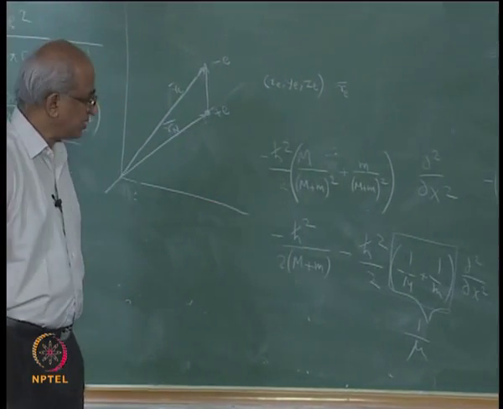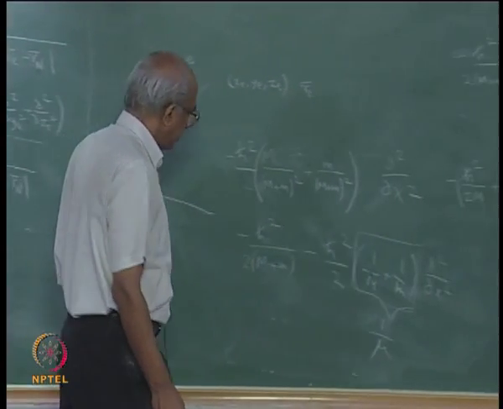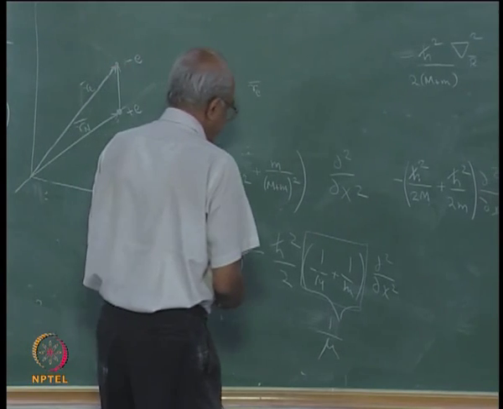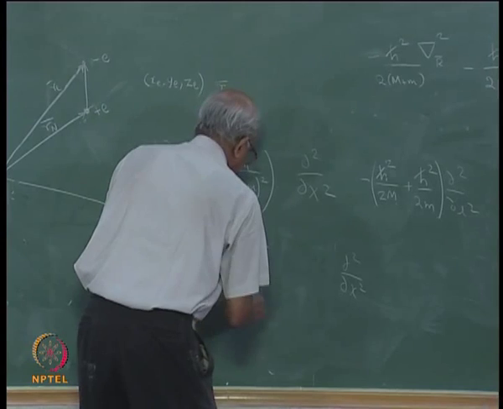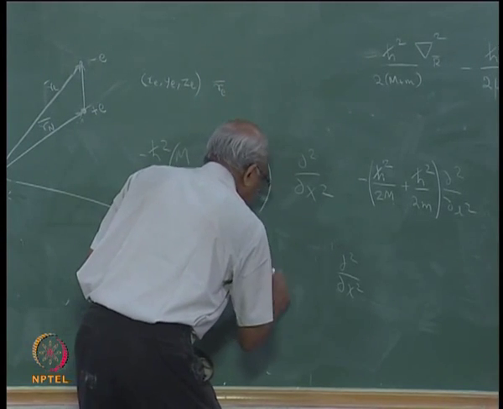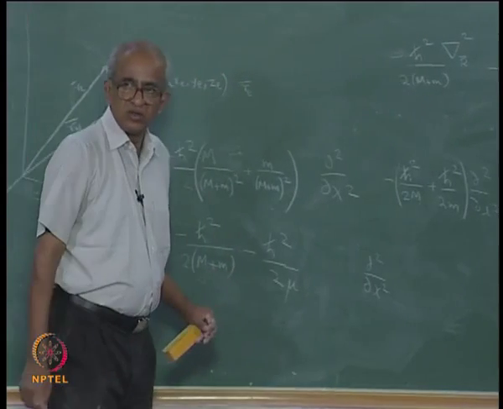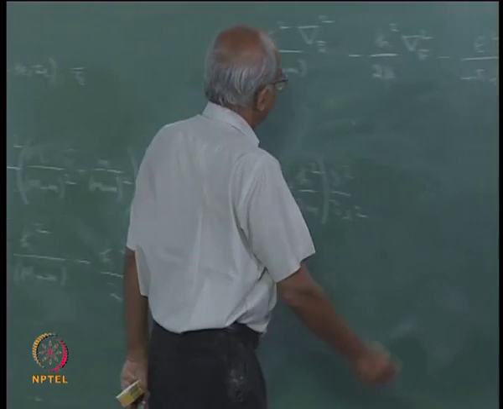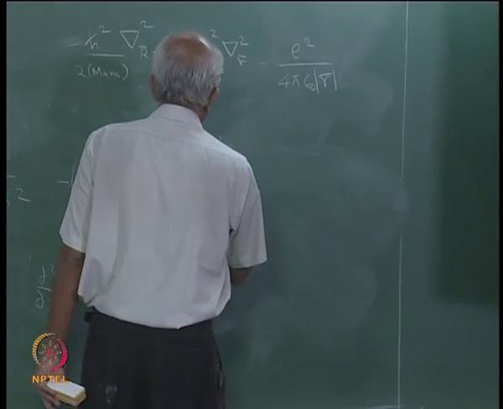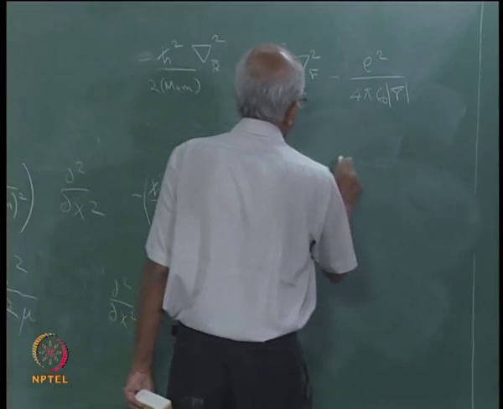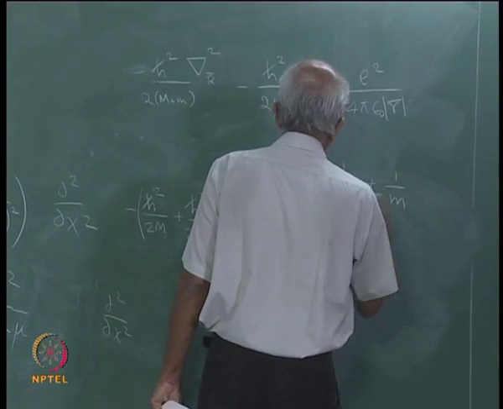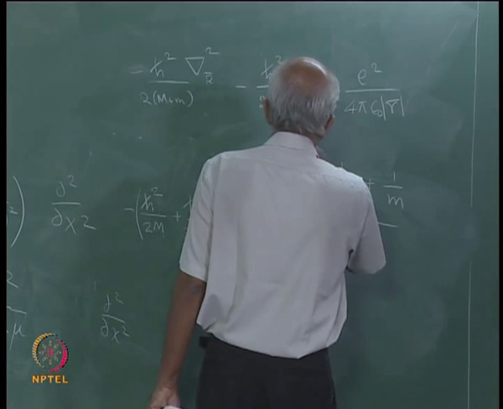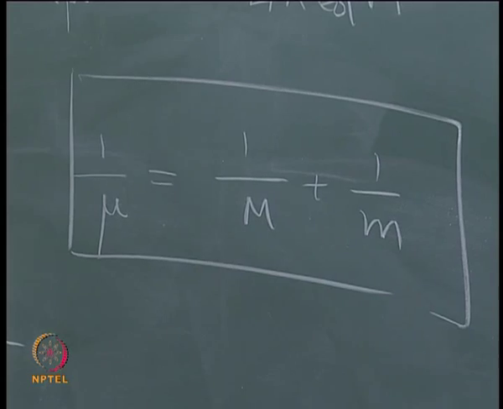This sum, if it is equal to 1 by mu, it will have the nice appearance. What will be the nice appearance? The nice appearance will be minus h cross square divided by 2 mu into dou square upon dou x square, where what is the definition of mu? I have defined it in such a fashion that 1 by mu is equal to 1 by m plus 1 by small m. This is known as the reduced mass of the system.